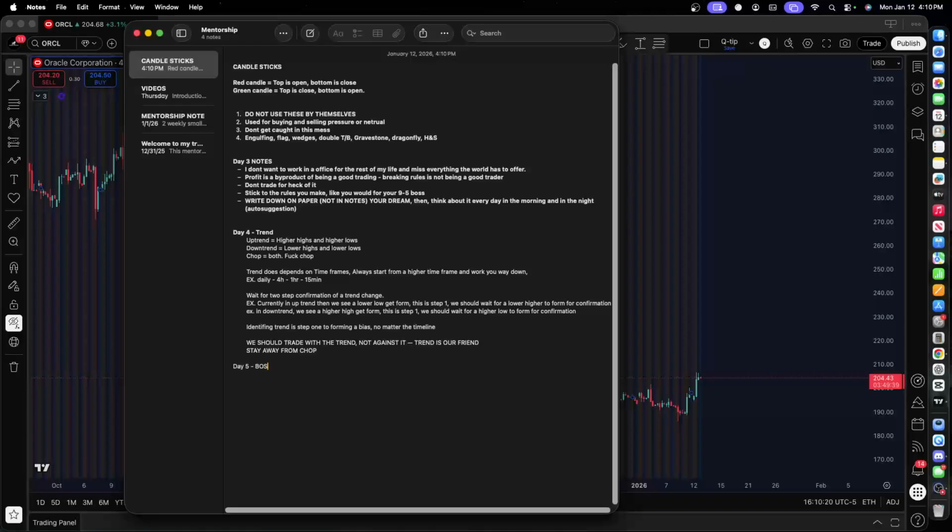BOS, which is, I guess I'll type it out. Break of structure. BOS. And change of character, which is CHOCH. So BOS and CHOCH: break of structure and change of character.